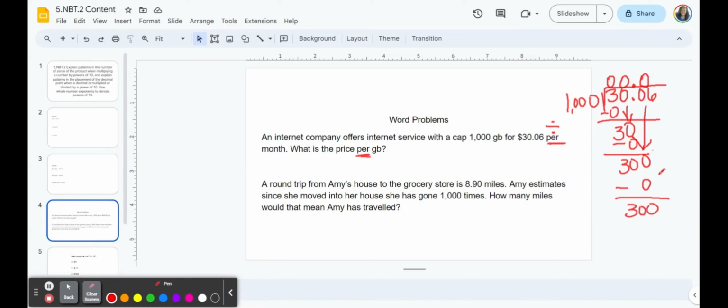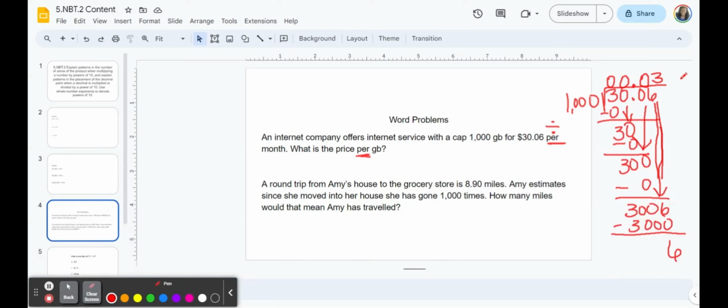All right, then drop this last 6. Sorry, my line looks a little crooked, but it's okay. All right, so now we got this particular scenario. So we got, will 1,000 go into 3,006? Yes, it can go 3 times. 1,000 times 3 is 3,000. And we could work this: 3,006 minus 3,000 is 6.